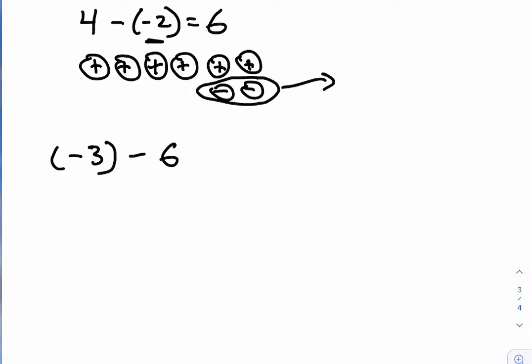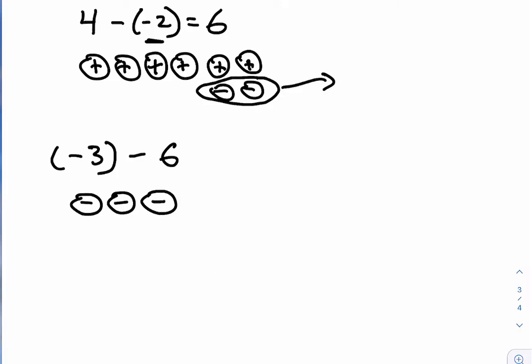Negative 3 subtract 6. First step, draw my first integer, negative 3. Look at my second integer that I want to remove. Do I have chips available to remove? I need 6 positive chips to remove. Do I have 6 positive chips?